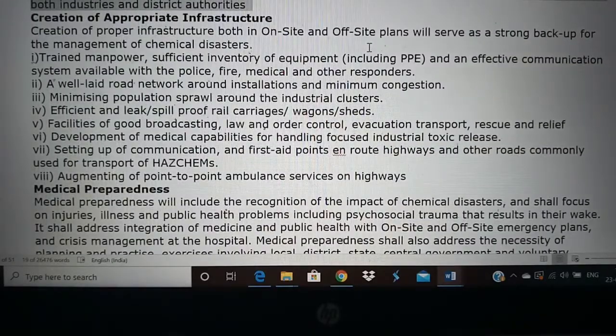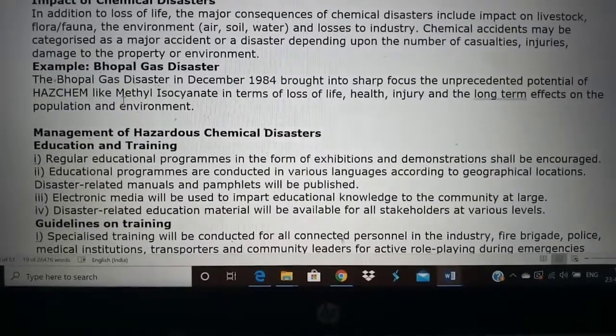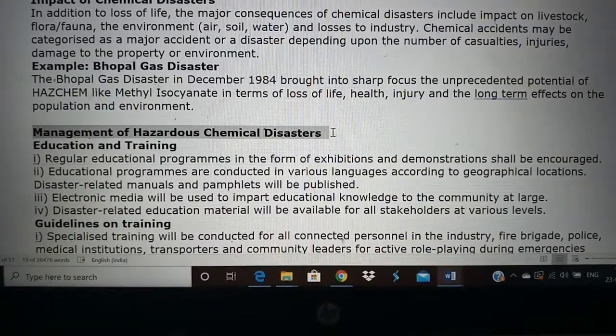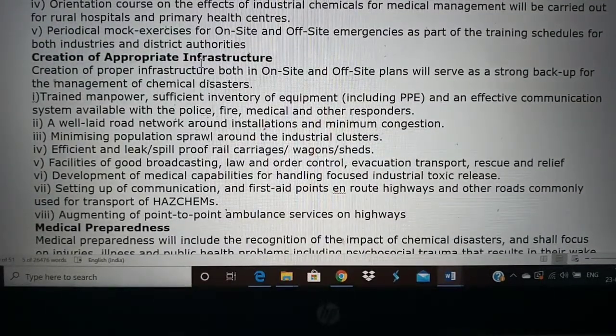Then creation of appropriate infrastructure. So we are seeing management of hazardous chemical disasters. So how do we manage it? First is education and training. We saw a few points. Next is creation of appropriate infrastructure.